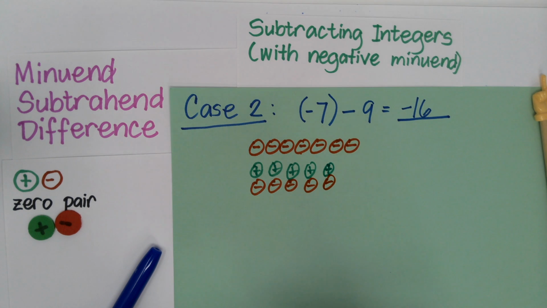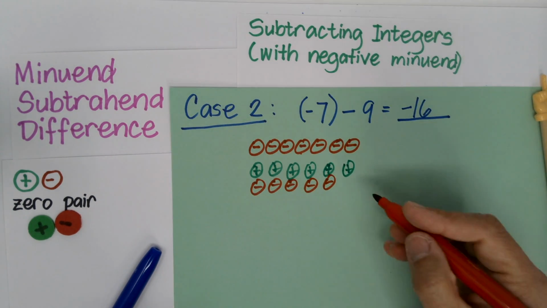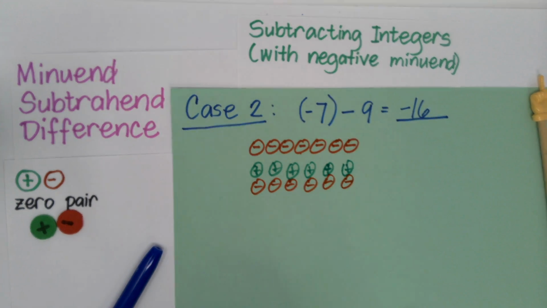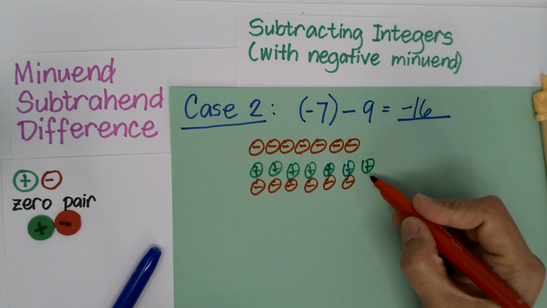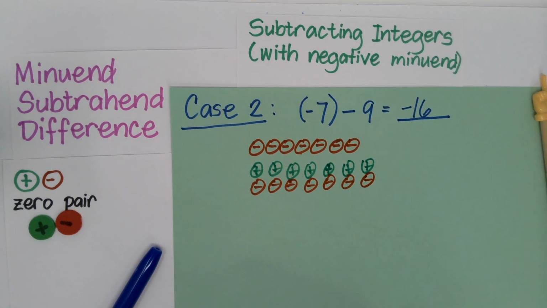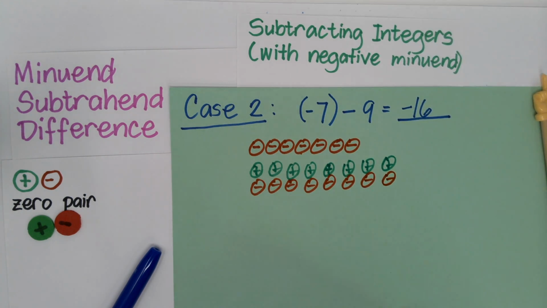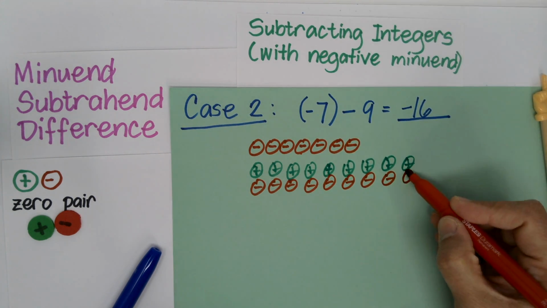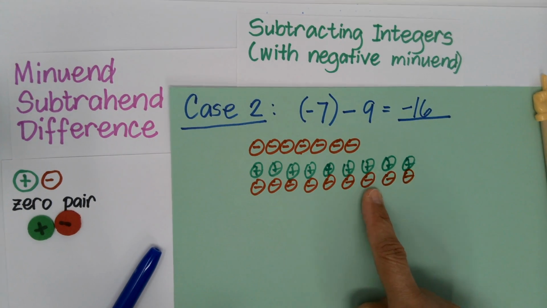That's 5 zero pairs. This will be the 6th. Then we have the 7th and 8th, and then we have the 9th. Okay, so let's make sure we have 1, 2, 3, 4, 5, 6, 7, 8, 9.